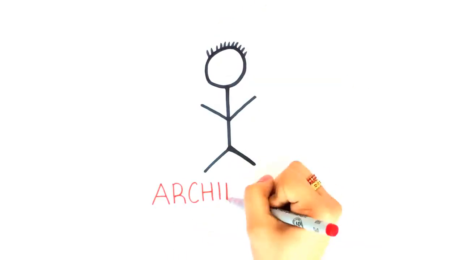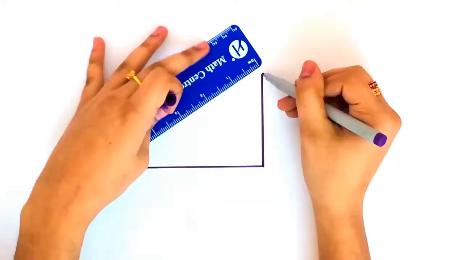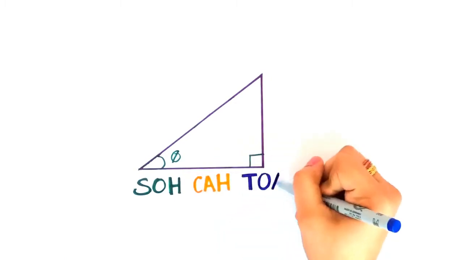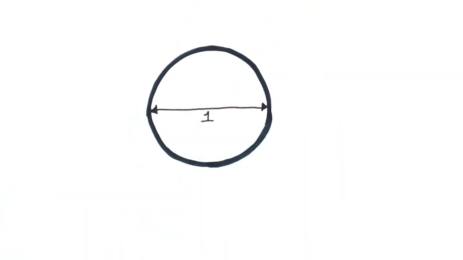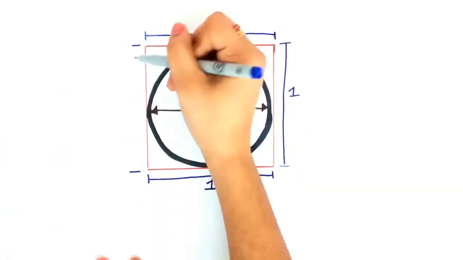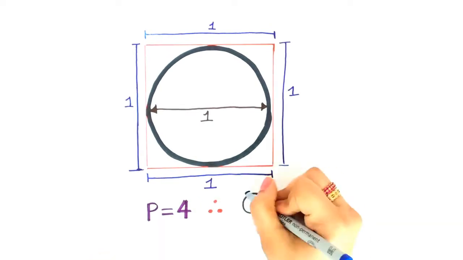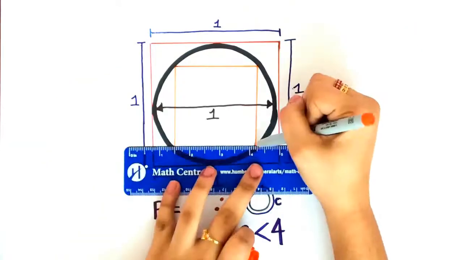Here is a video of Archimedes' method in calculating pi. We know that Archimedes discovered a primitive approach to determine pi before calculus was invented. He used simple trigonometry to approximate the value of pi. Let's start with a circle of diameter 1, which makes the circumference of the circle equal to pi. Now draw a square around it. We can clearly see that the circumference of the circle is less than the perimeter of the square, which equals 4. Next, let's inscribe another square inside the circle.